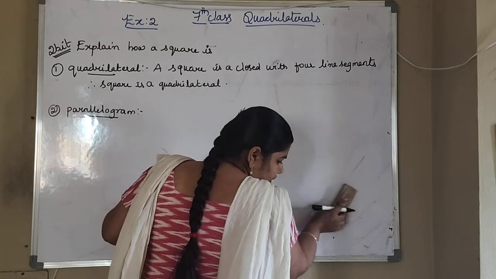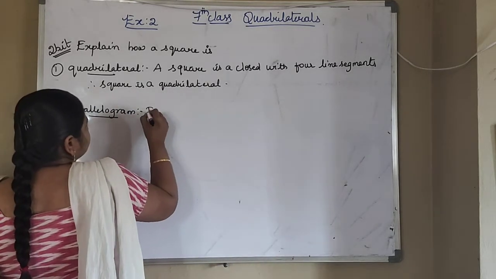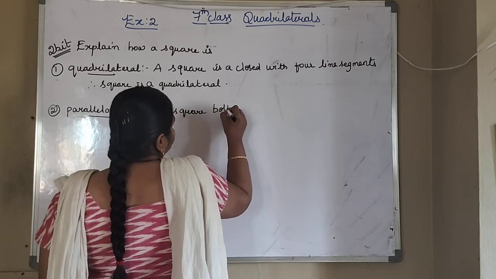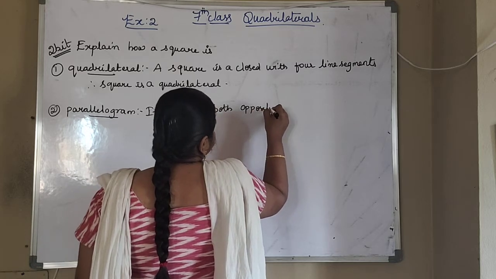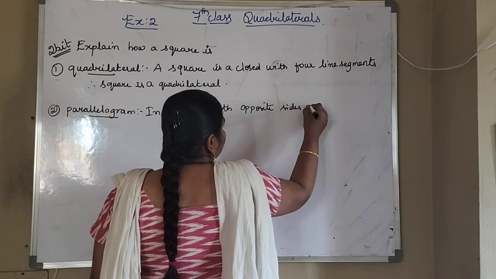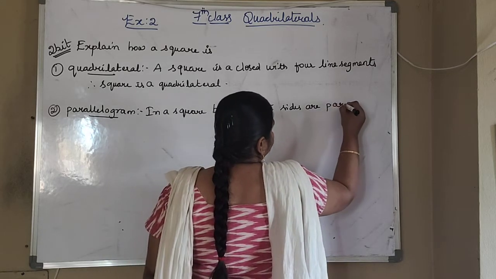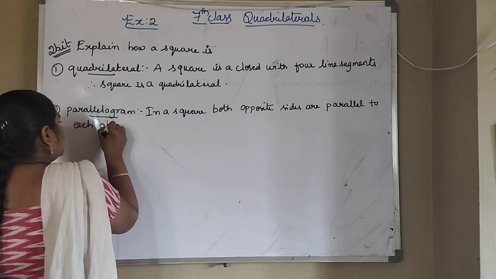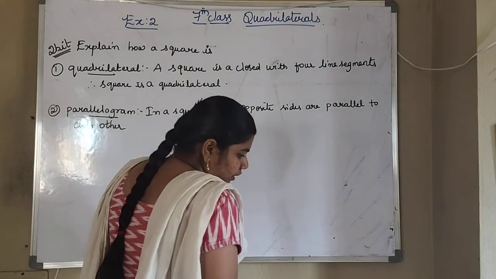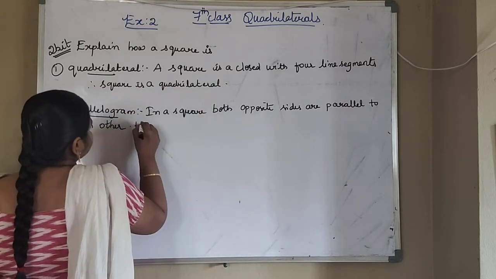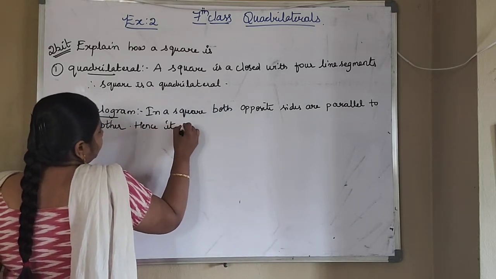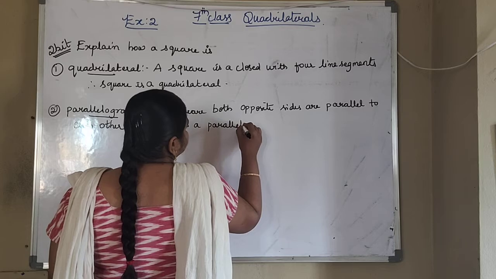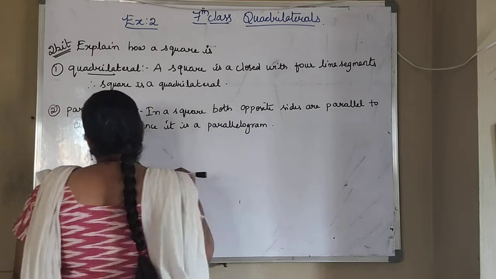So what will you write here? In a square, both opposite sides are parallel to each other, hence it is a parallelogram. Okay, so this is our second one.